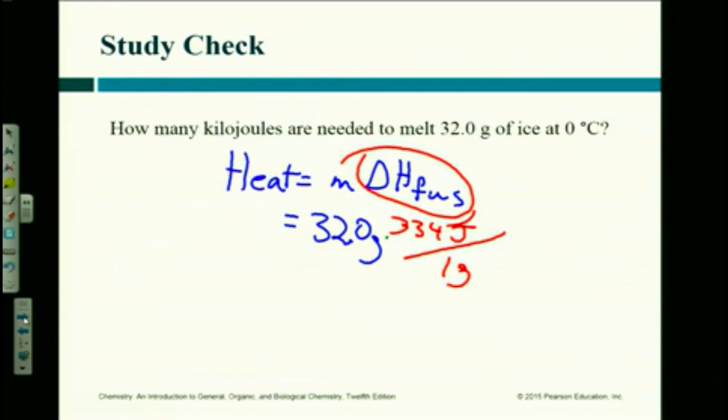What happens? Grams cancel, and I'm left with joules. How many joules is that? 32 times 334 is 10,688. Then we want to convert to kilojoules, 3 sig figs, 10.7 kilojoules.